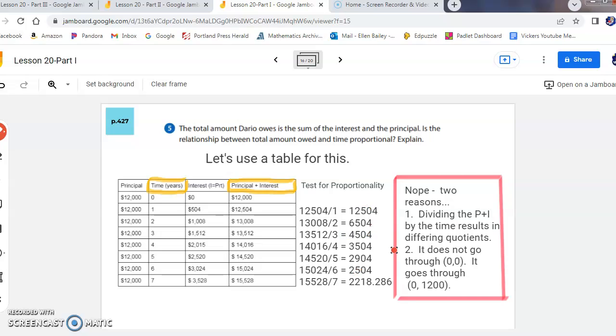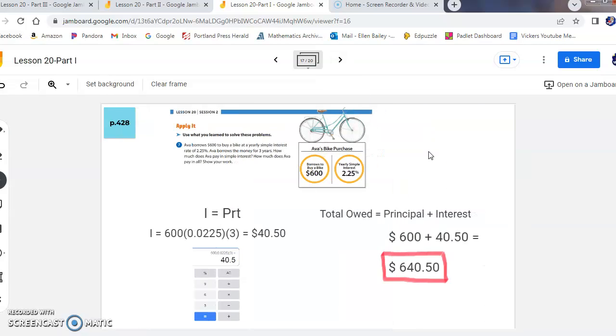Reason 2, it does not go through 0, 0. It goes through 0, 12,000. Oops, I should add a 0 to that. Hang on just a second. I'm going to add another 0 to this. It should be 12,000. So please fix that. Again, this is all you need to write here, the thing that's in the red box. So that's two reasons it's not a proportional relationship. Again, this is a little much, but good review of proportional.